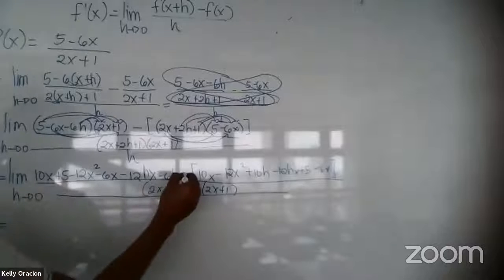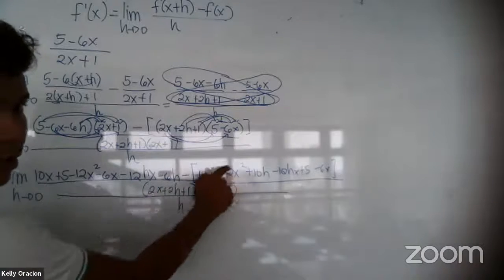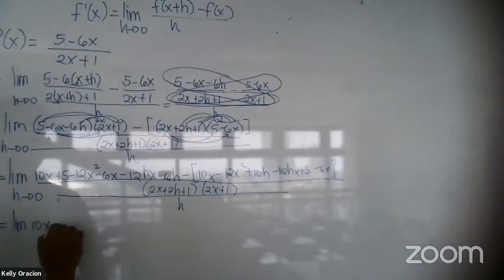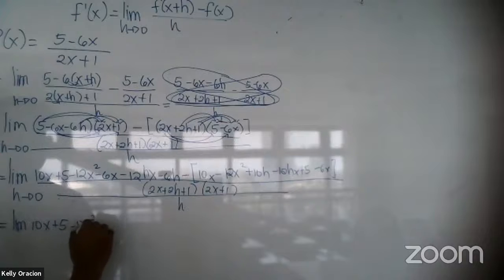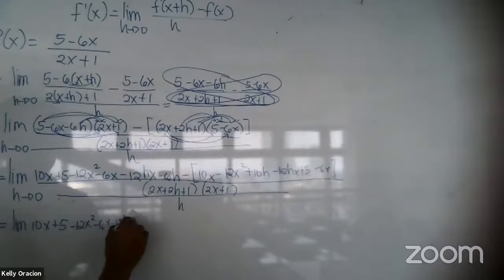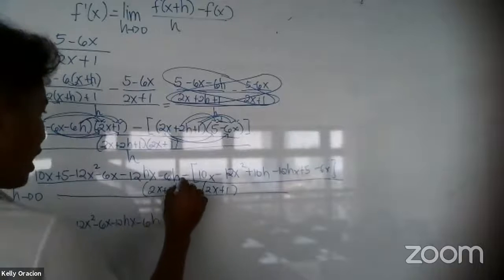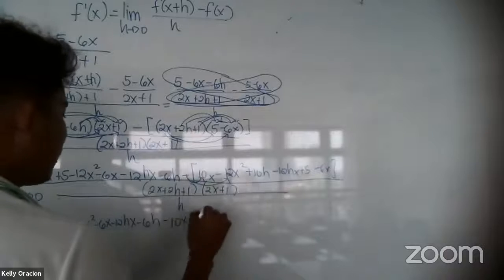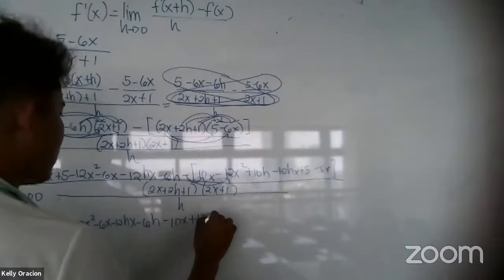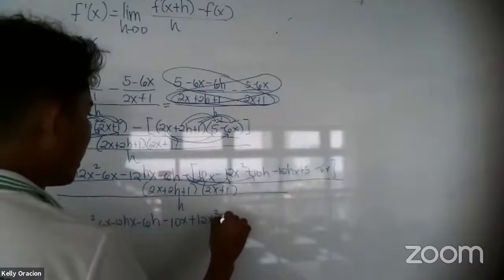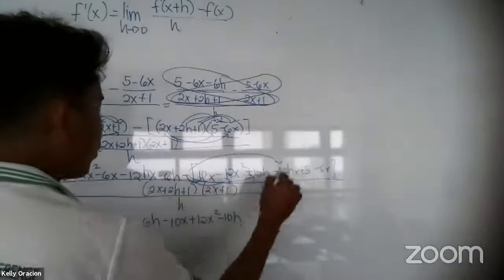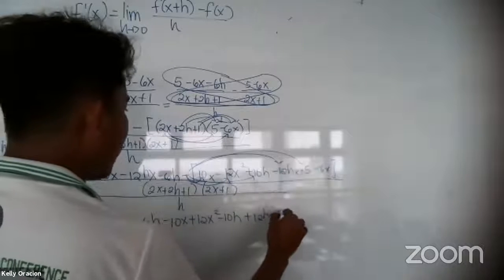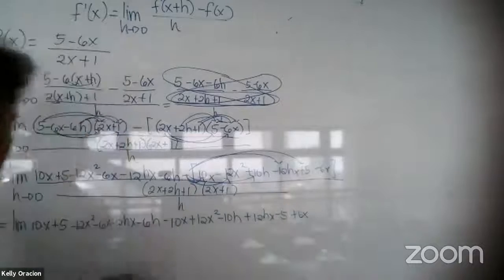Then, after multiplying, i-distribute lang itong negative. Please inform me if may mali akong naisulat. Negative times 10x, it's negative 10x. Negative times negative 12x squared, it's positive 12x squared. Negative times 10h is negative 10h. Negative times negative 12hx, it's positive 12hx. Negative times 5 is negative 5. And lastly, it's positive 6x.